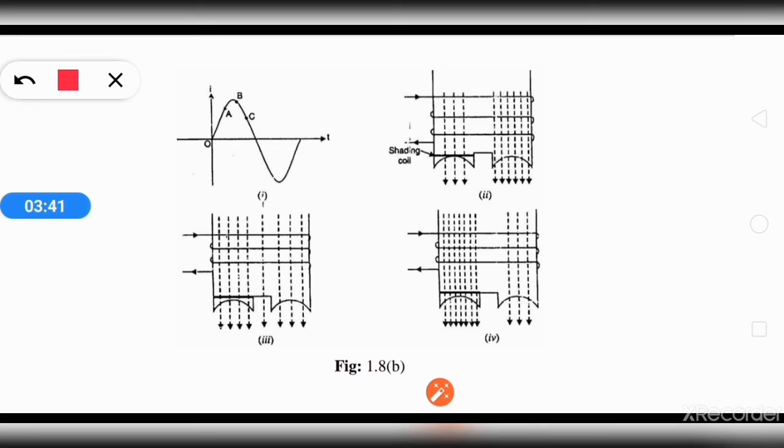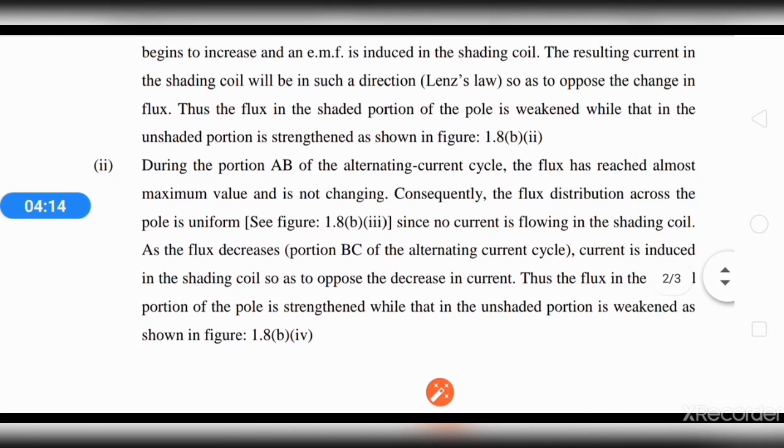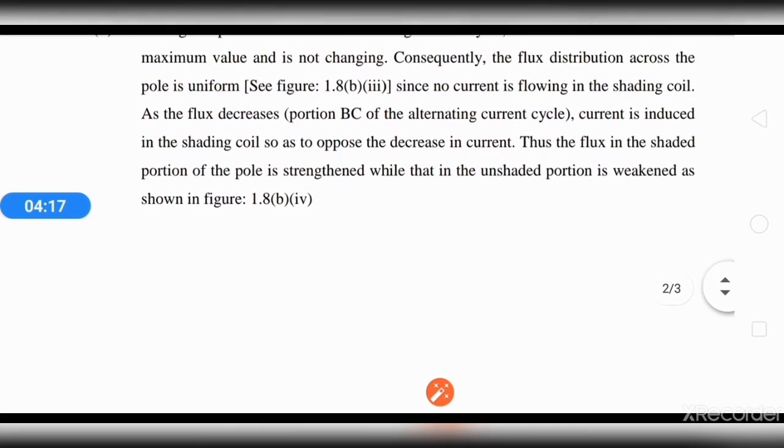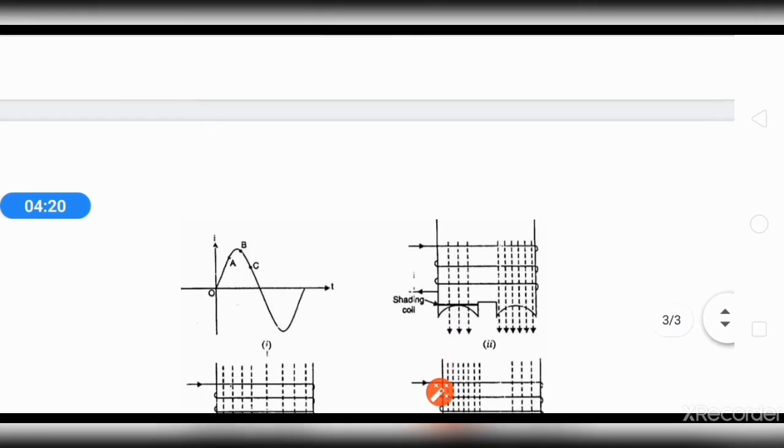We see in the OA portion, the flux lines of the unshaded portion are high. Here in portion BC, the flux lines in the shaded portion are high because the current is decreasing, and the work of the shading coil is to oppose the decrease in the current, and therefore it tries to increase the number of flux lines, and consequently the number of flux lines is high in the shading coil. The flux in the shaded pole is therefore strengthened, while that in the unshaded pole is weakened.